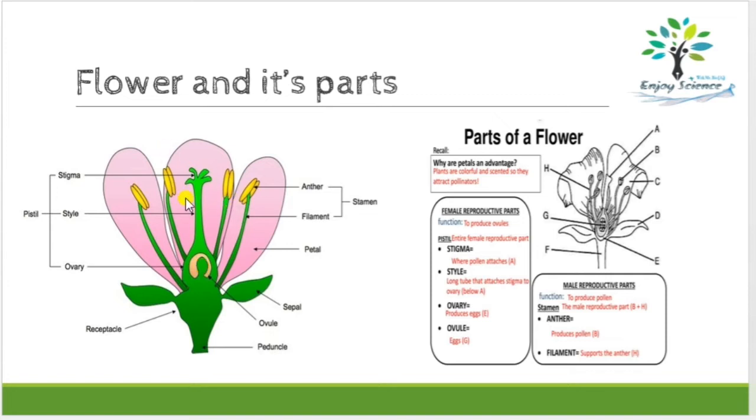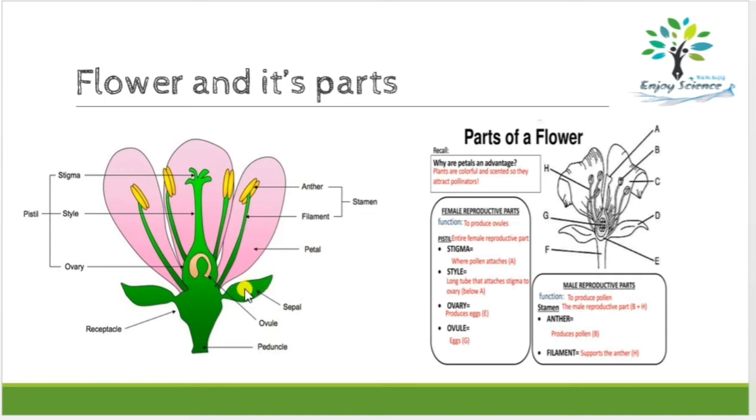Okay, so these two structures are the main structures of a flower, that is the male reproductive part and the female reproductive part. Other than these parts, there are other parts. This colored, leaf-like structure is called a petal, and you already know the function of petal. Petals are mostly brightly colored, and the reason is to attract insects for pollination, right?